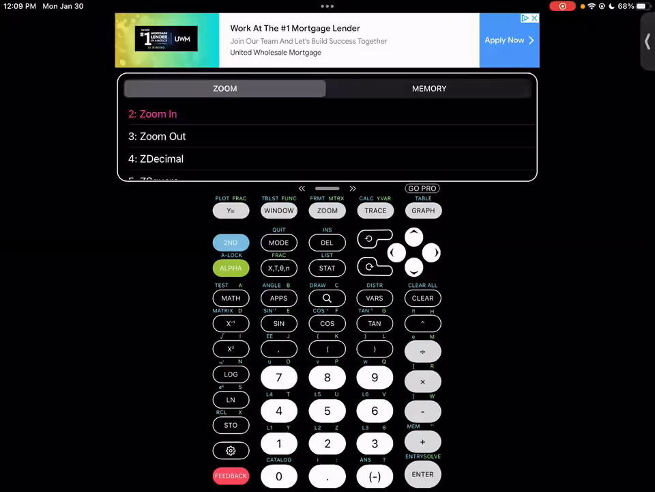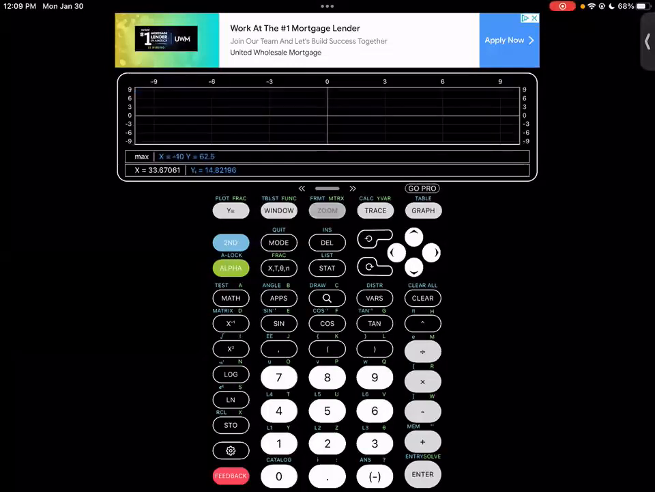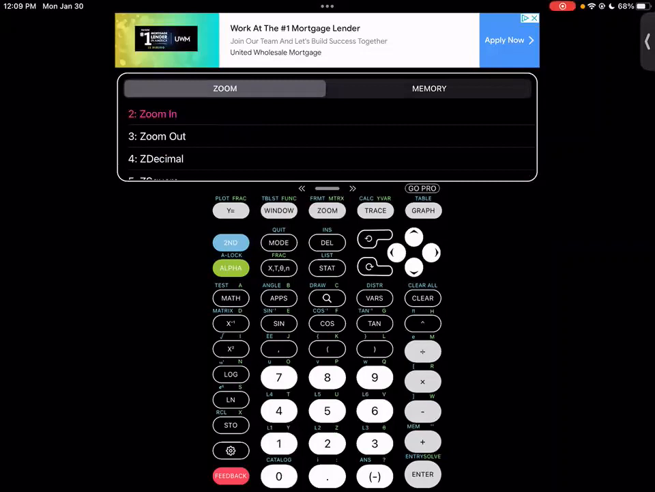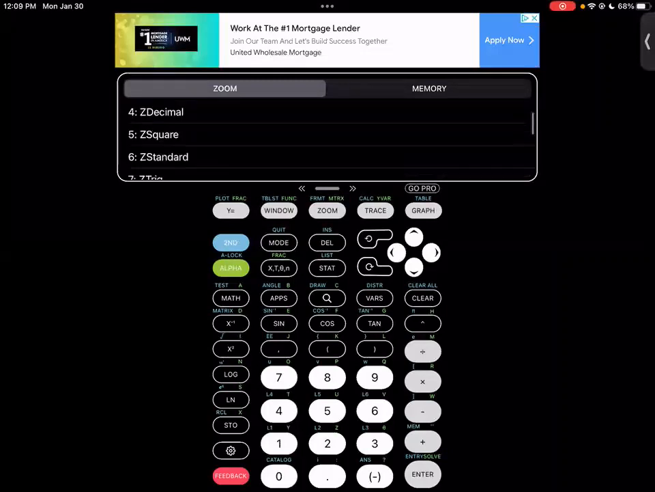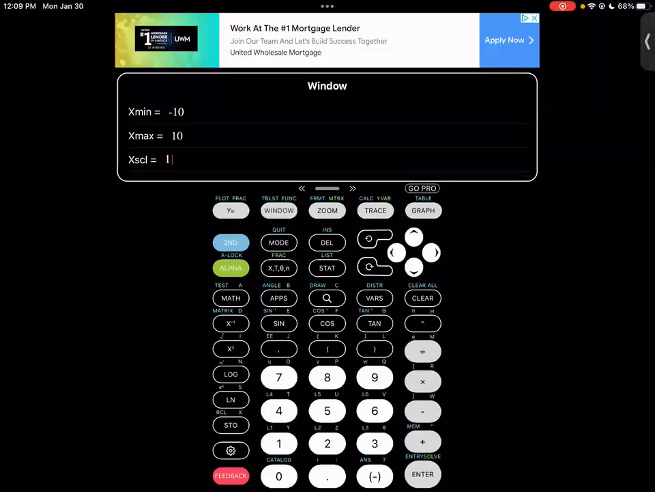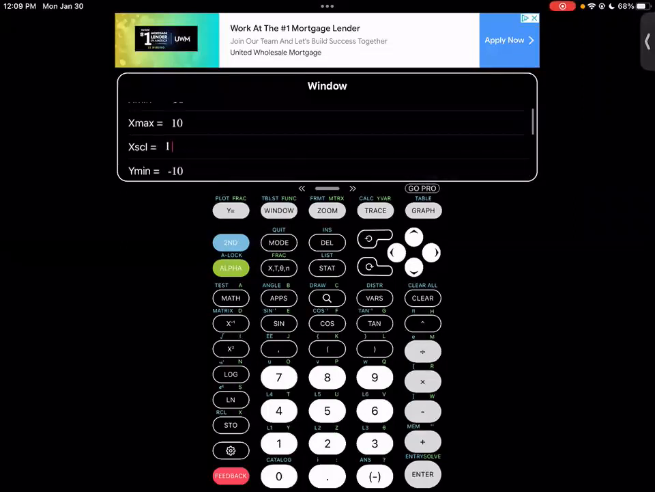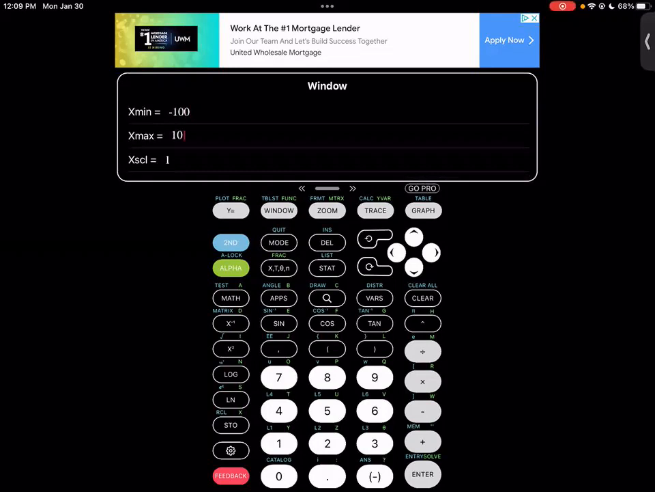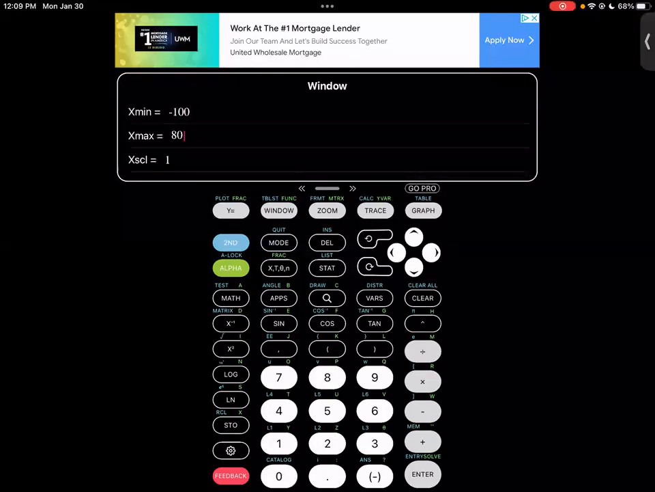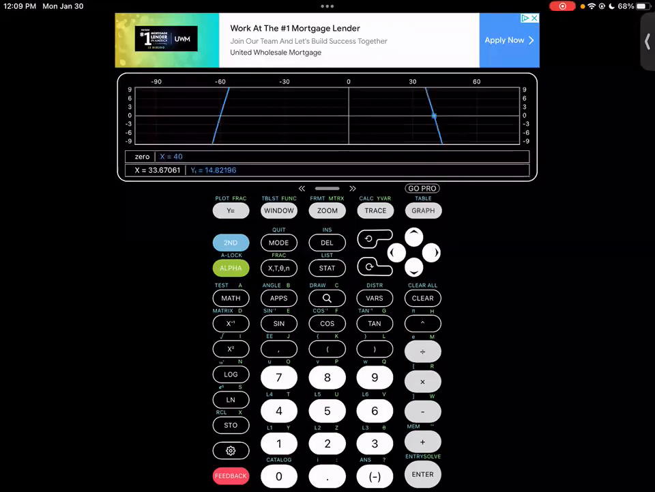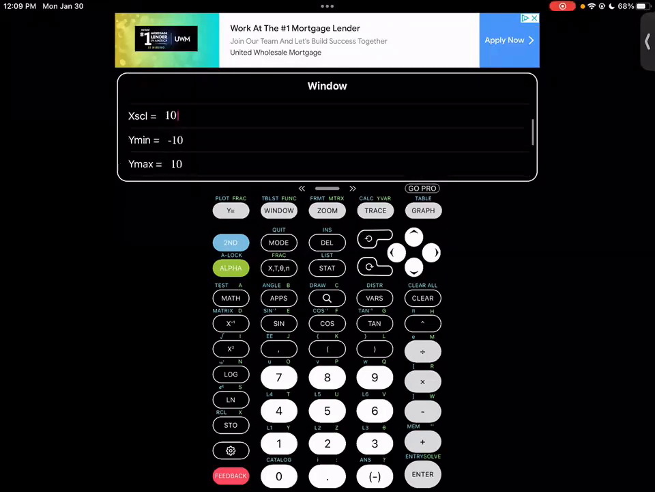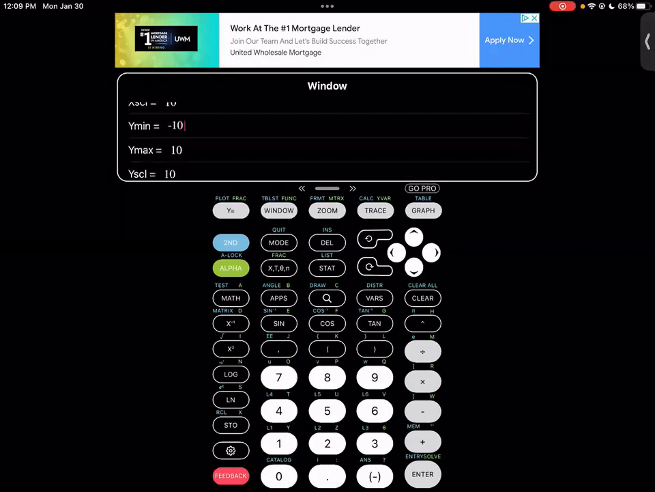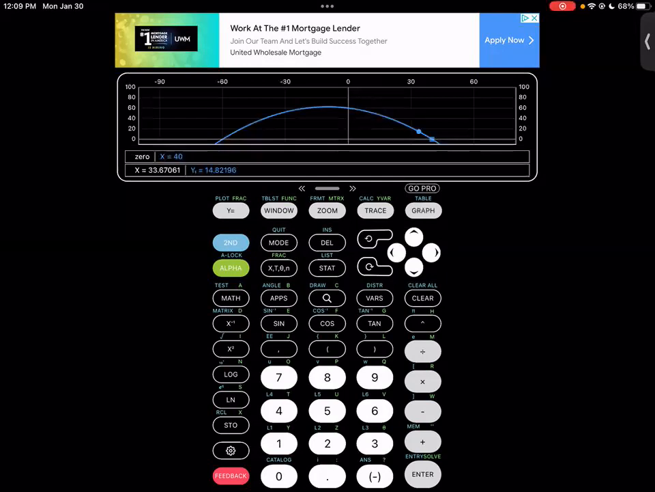Zoom 0, Zoom 6, Zoom 1. What did you put as your minimum? You put -10, which is causing it to only see the first coordinate. Oh, okay. So should I put -100? Yeah, negative. Okay. And then X max should be 80, and then scale should be 10. See what happened. And then window. So you go back to the original window. 100. All right, good enough.